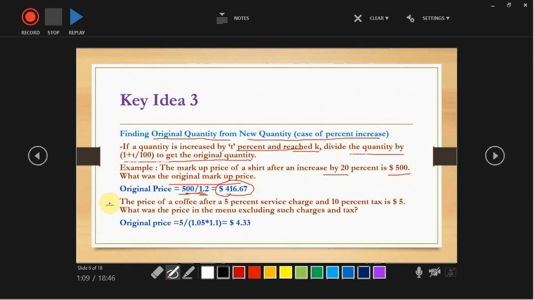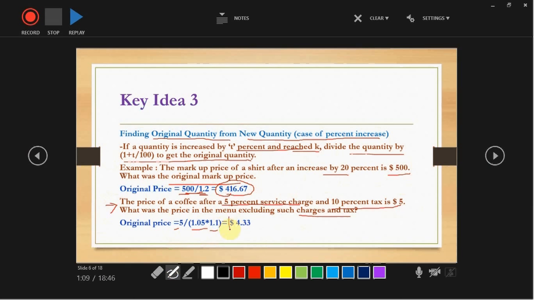The next example is about successive percent increases. The price of a coffee after a 5% service charge and a 10% tax is $5. What was the price on the menu excluding such charges and taxes? In this case, we should divide 5 by these two increases. So 5 divided by 1.05, further divided by 1.1.